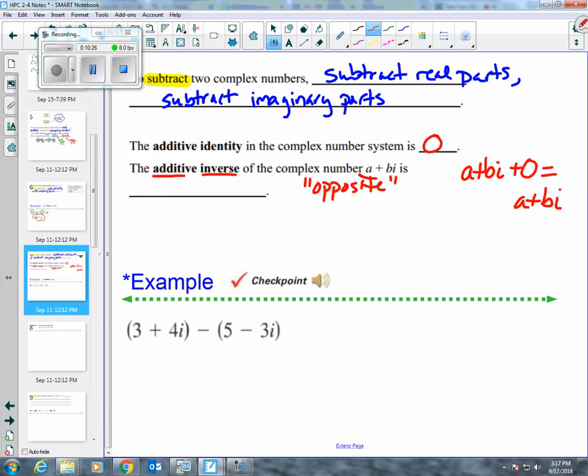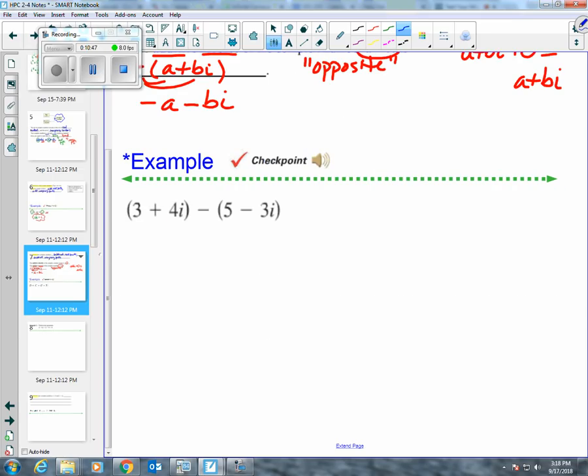So the opposite of a plus bi is this: take a negative out front of a plus bi. So we distribute that minus through to both. It would be the opposite, negative a minus bi. So the additive inverse, or the opposite of something. So just take the opposite. So we usually think about that when we talk about subtracting. So let's take a look at what I mean by that.